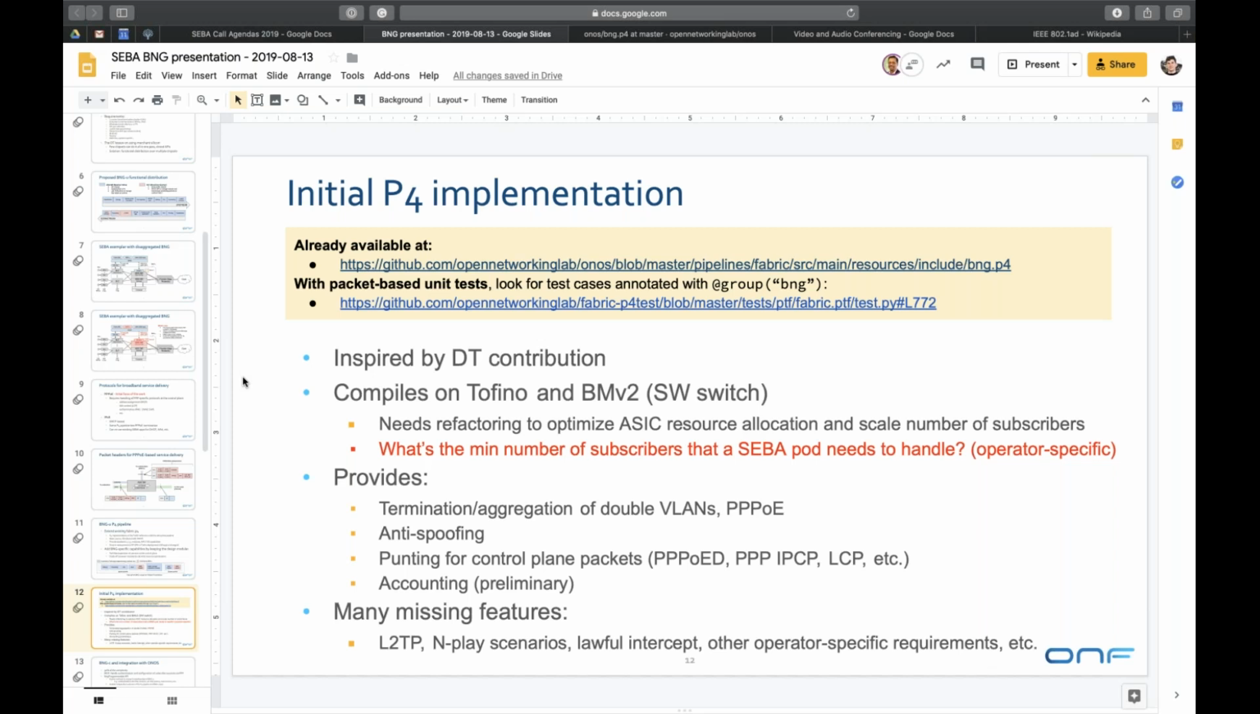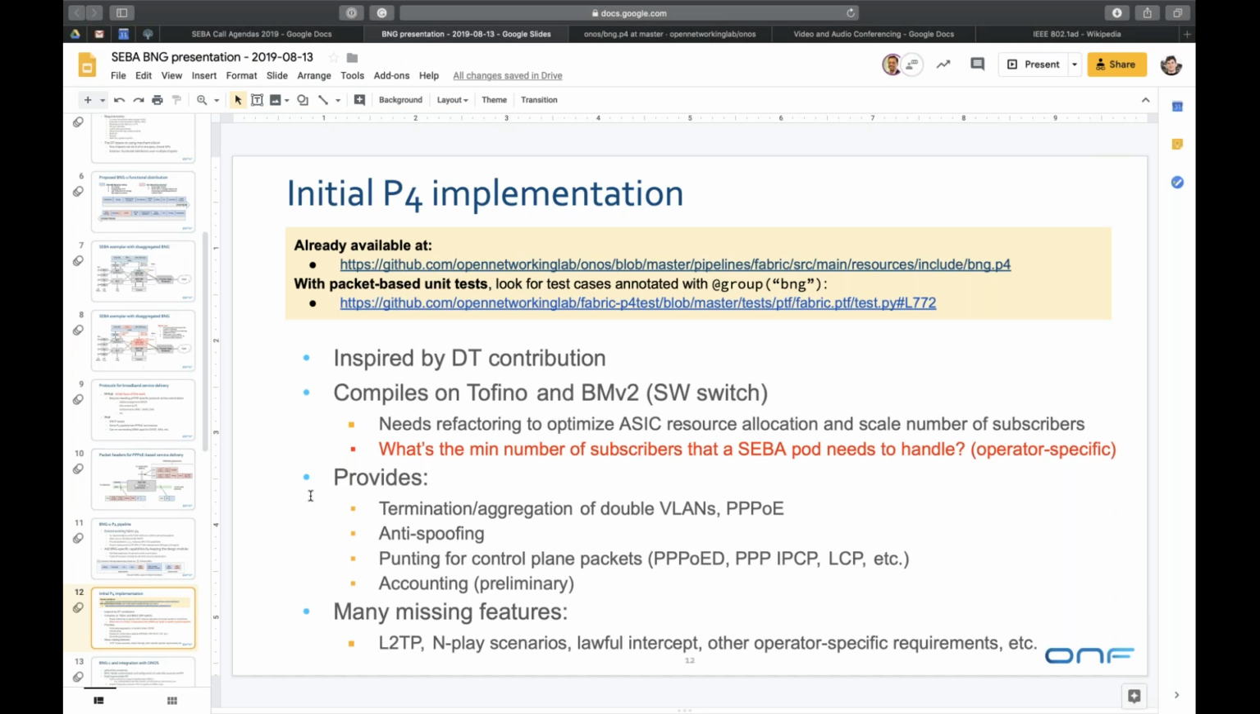This implementation, we tested it, compiling it on both Tofino and BMV2, so the software switch, and it works. But as I was saying before, we are aware that it needs a bit of refactoring to optimize the ASIC resource allocation and be able to scale the number of subscribers. The issue here is that scaling is easier when we have a target in terms of subscribers we need to support. So the question that we will need some help from the operators to answer is, what's the minimum number of subscribers that we want the SEBA pod to be able to handle?